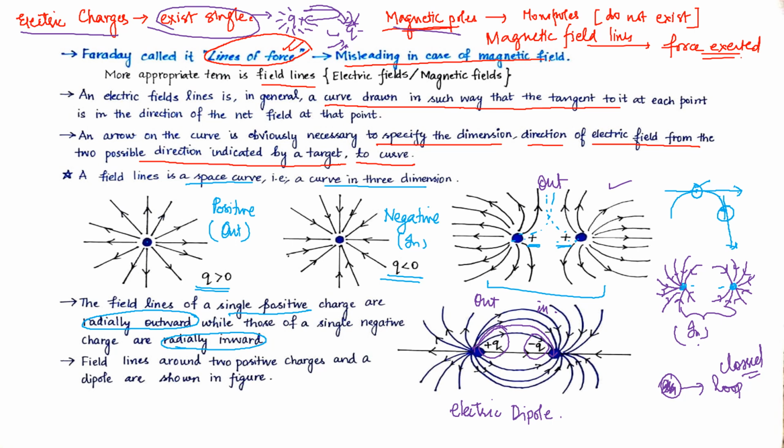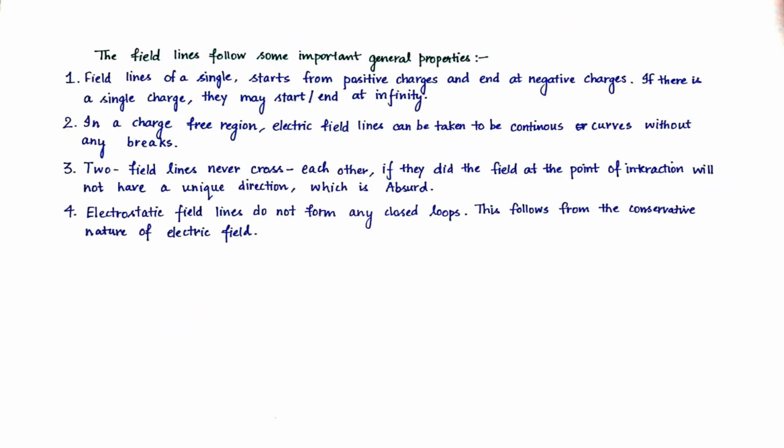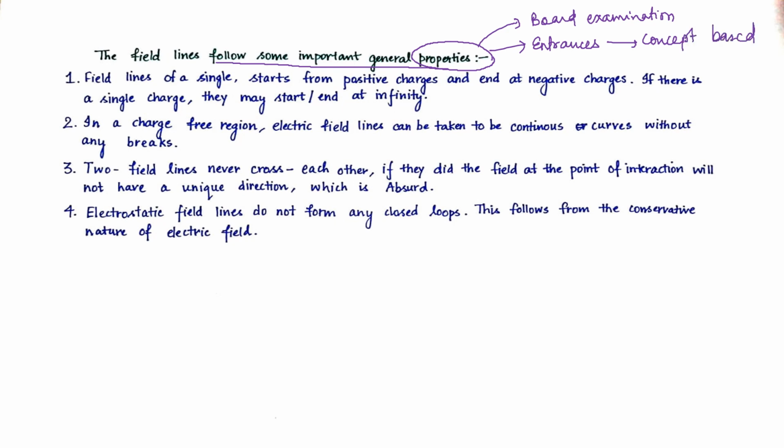Field lines around two positive charges and a dipole are shown in this figure, as I have already explained. The field lines follow some important general properties. These properties are very important for the board examination, as well as your entrances. They form concept based questions as well as assertion and reasons.